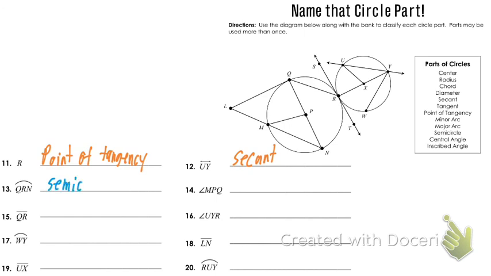Arc QRN. Landon. Semicircle. I agree, it's a semicircle. It's half the circle. Endpoints of the radii. You didn't raise your hand. Kenny. Fair point. 14. Angle MPQ. Okay, Seth. It is a central angle. Very good. Wait, no, yes, okay, sorry, I was mixing it up. It is a central angle.